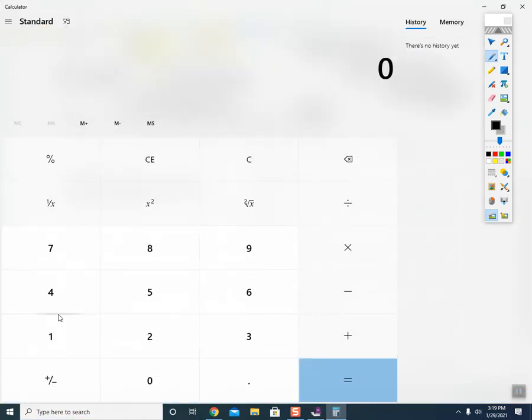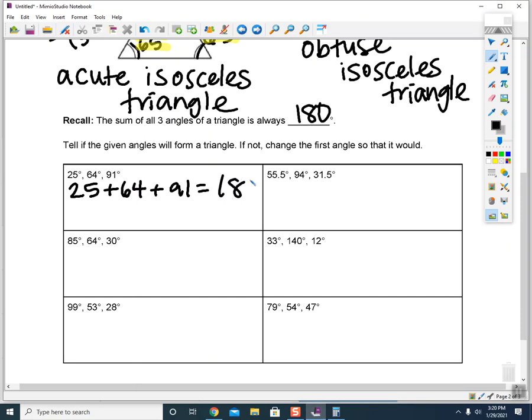Calculator. So I'm going to take 25 plus 64 plus 91 equals 180. I just did it twice. So this does equal 180 degrees, which means that this will form a triangle.